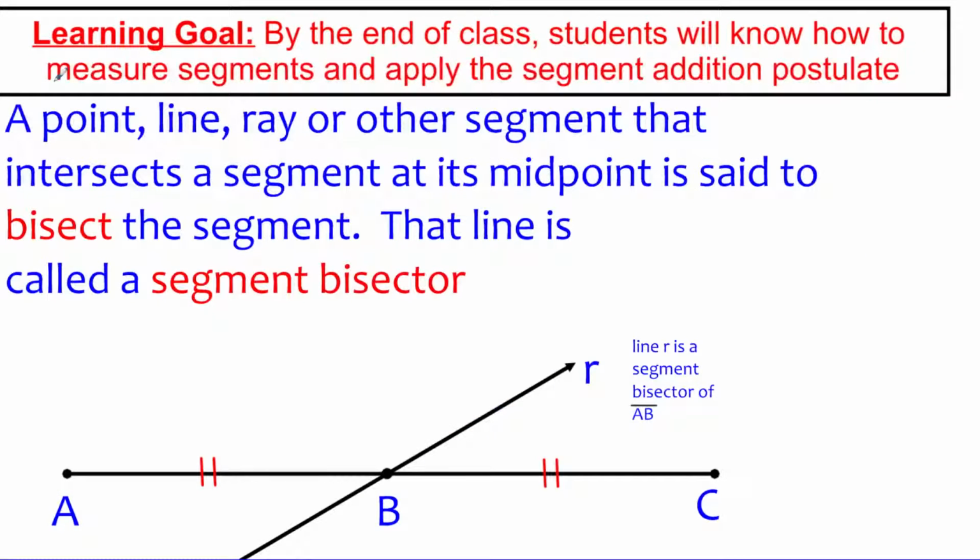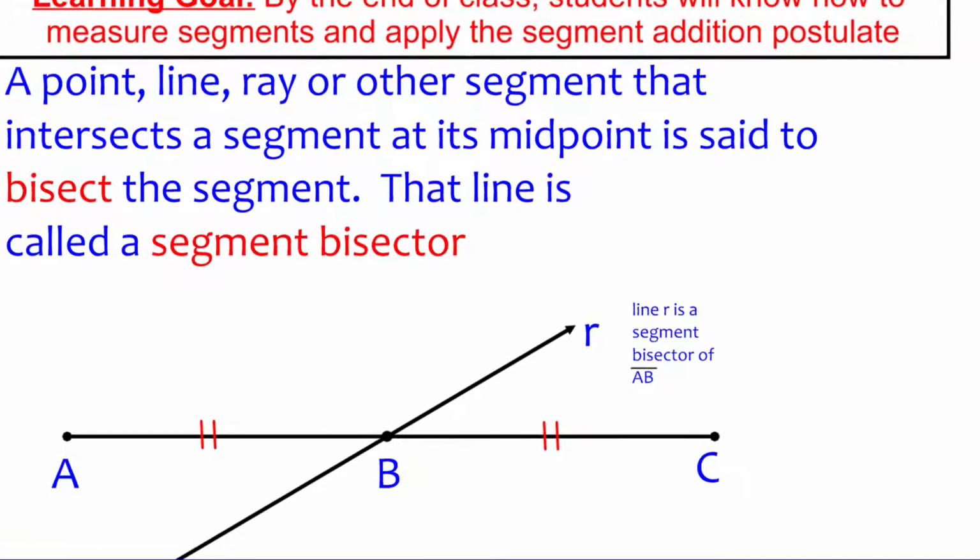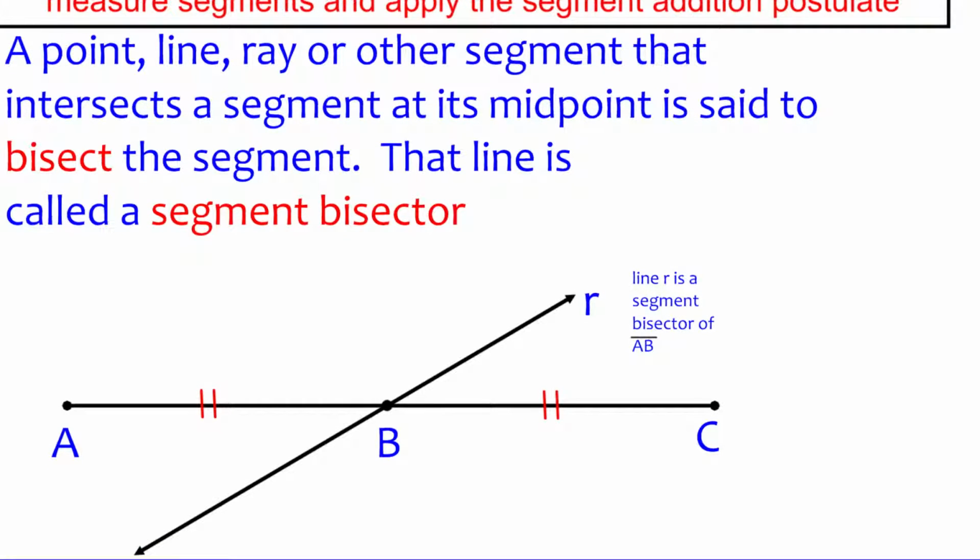Let's look at an example. Oh, I'm sorry, let me give you one more definition, and then we'll look at an example. Here's the last definition, and it's this word bisect. We're putting this in here now because bisect is related to midpoint. If I have a line or a ray or a point that intersects a segment at its midpoint, we say that that line or that ray or that segment bisects the segment. What bisect really means is to cut it into two pieces.